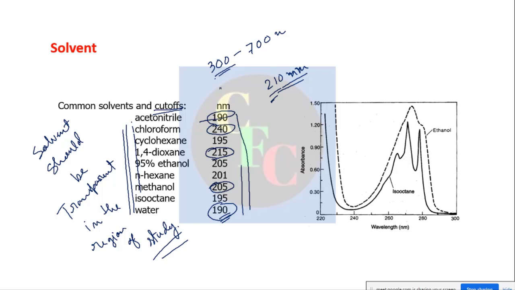Now the second point about the solvent is not only the cutoff. See, this is a picture of the absorption spectroscopy of a particular compound in two different solvents, isooctane and ethanol. See, they have different structures. There is more fine structure in isooctane, which is a non-polar solvent, whereas ethanol, a bit polar, looks like this. So the polarity of the solvent also affects the structure of the bands.